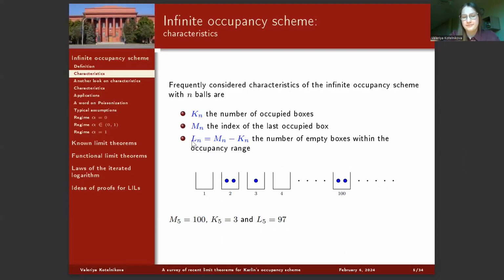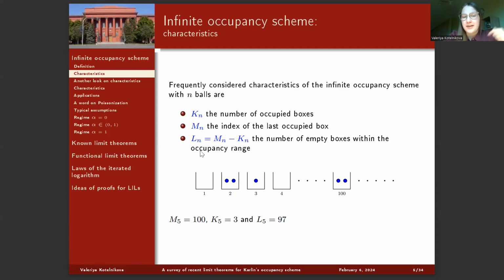And let's calculate those characteristics for this particular example. So first of all, we write index 5 everywhere because at this particular time in the scheme, there are 5 balls. Then the number of occupied boxes is equal to 3. Those boxes have numbers 2, 3, and 100. The index of the last occupied box is 100.